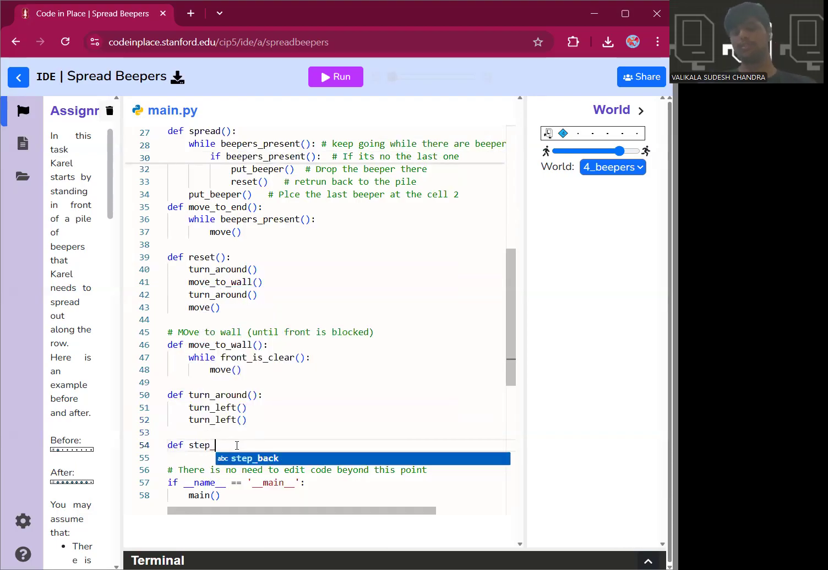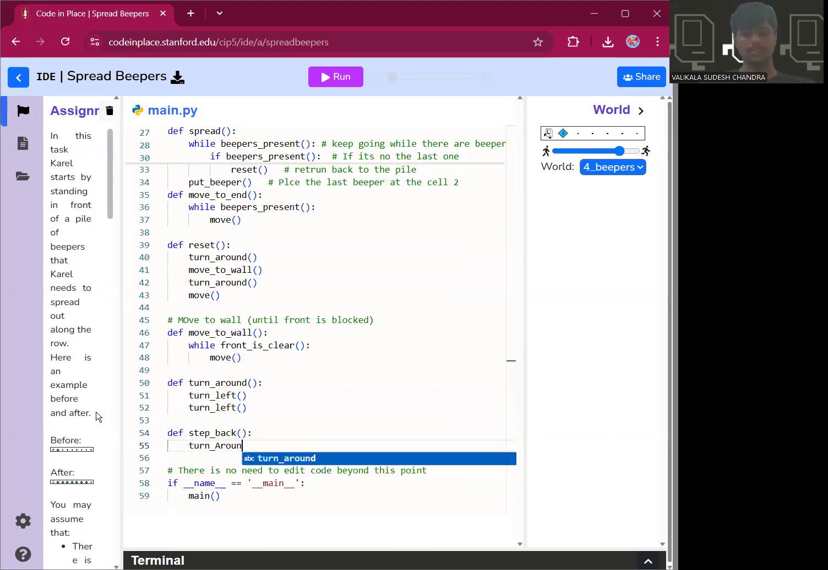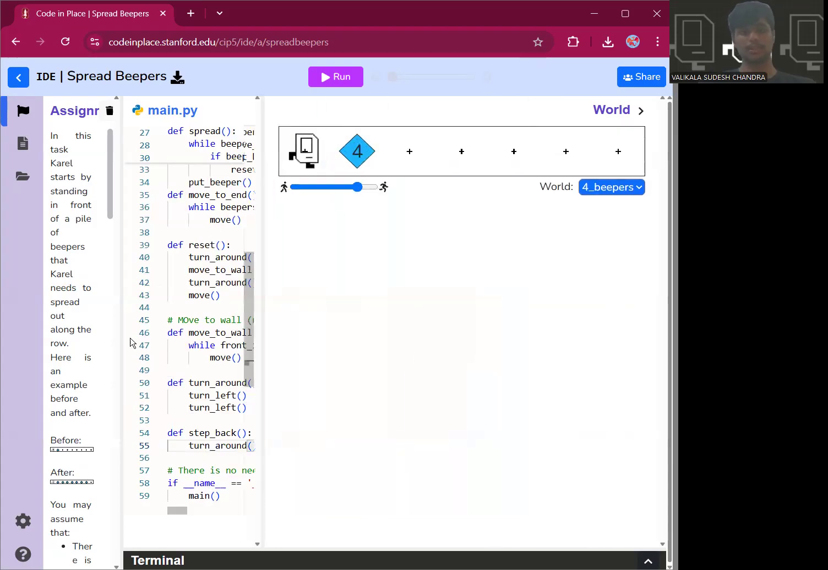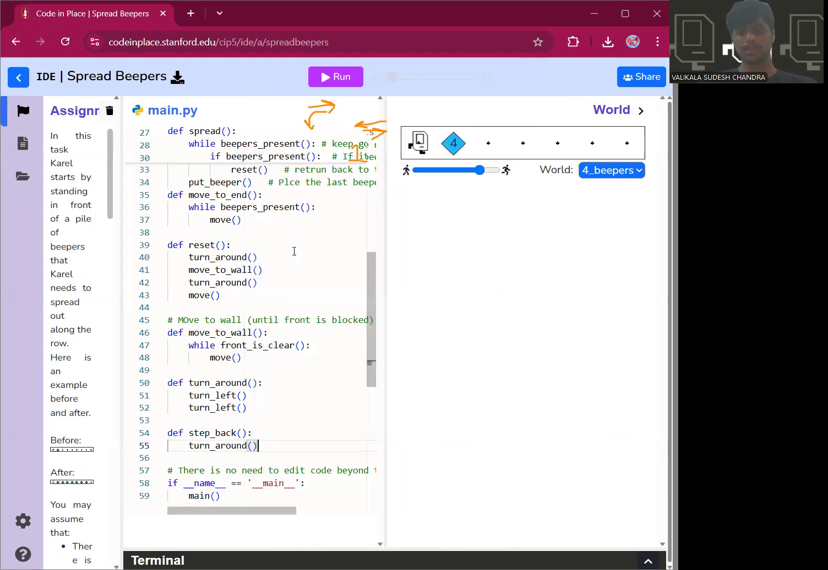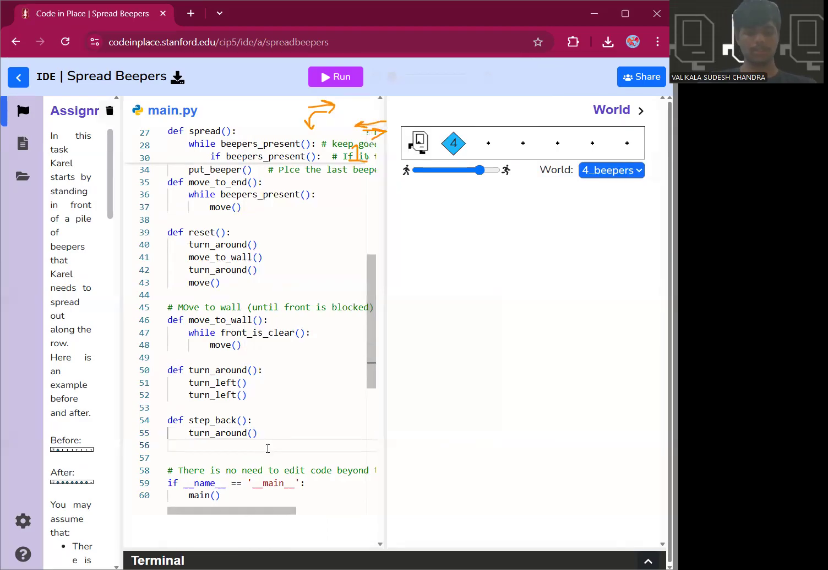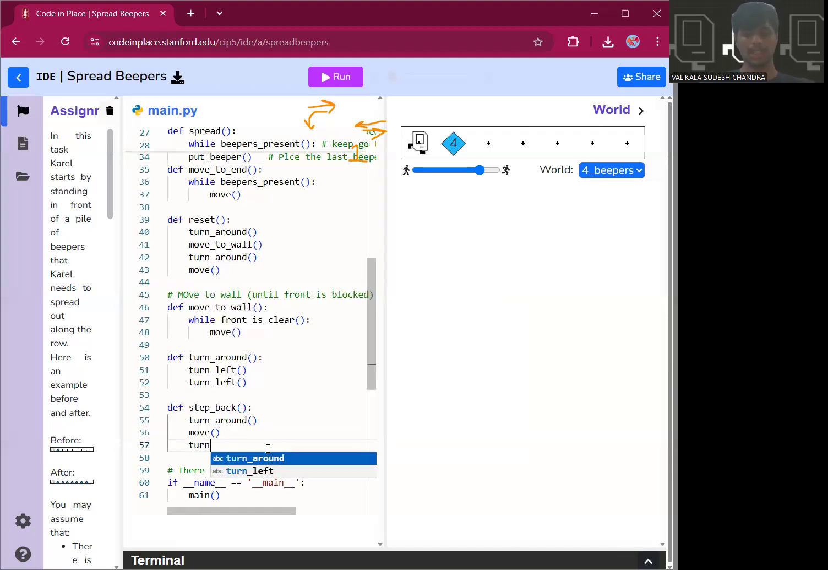After identifying there is only one beeper present in cell 2, she has to come back to her initial position while facing the east direction. So for that, we have written a custom function that is step back. A step back, what is that? Turn around, because she will be facing in the east direction. If you clearly see, after identifying there is only one beeper present, she will be in this position, in the east direction. So she has to turn around. Once again, she has to move one position over here, and then turn around again. So that's how it is. So turn around, move one position to reach cell 1, and once again turn around.